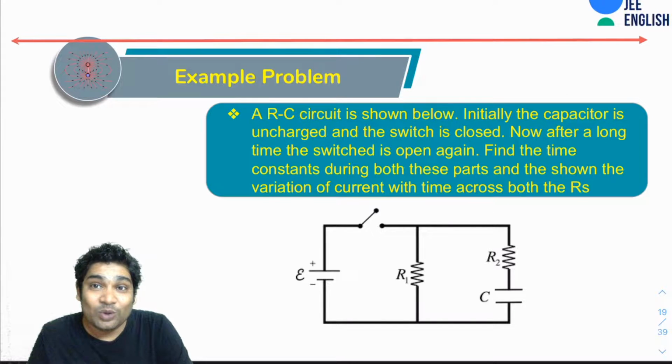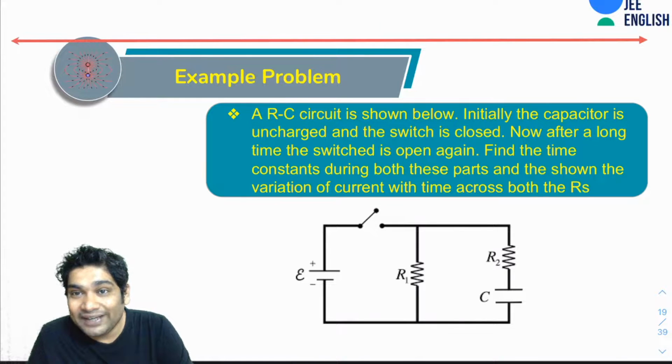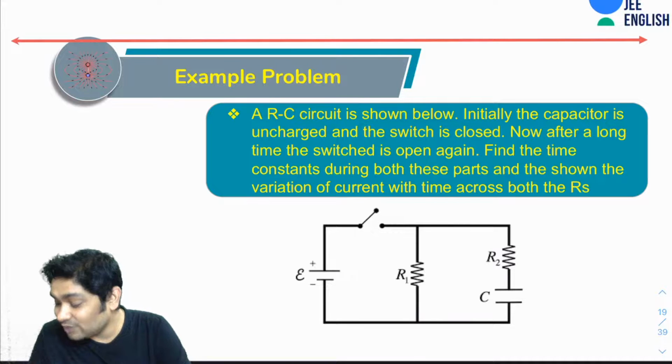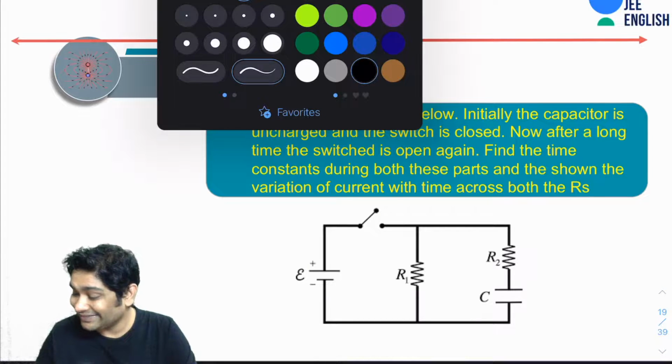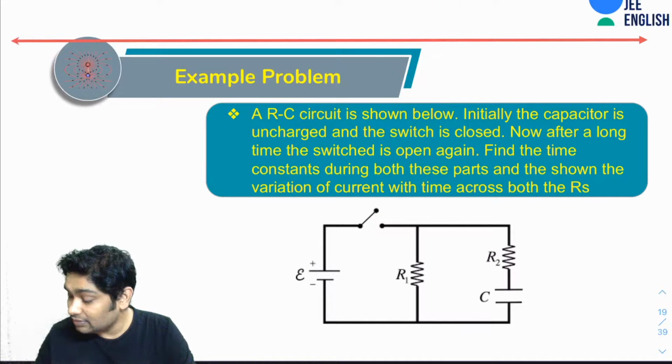RC circuit is shown below. Now initially the capacitor is uncharged and the switch is closed. Now after a long time the switch is open again. Find the new time constants. Find the time constants during both the parts and show the variation of current with time across both the R's.